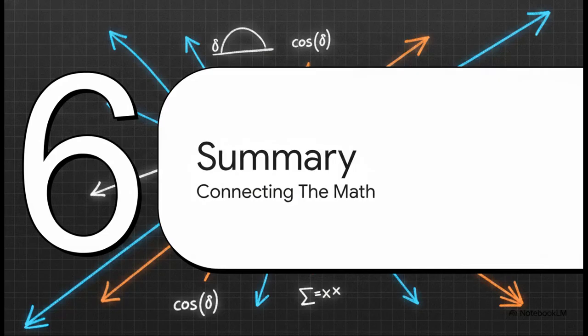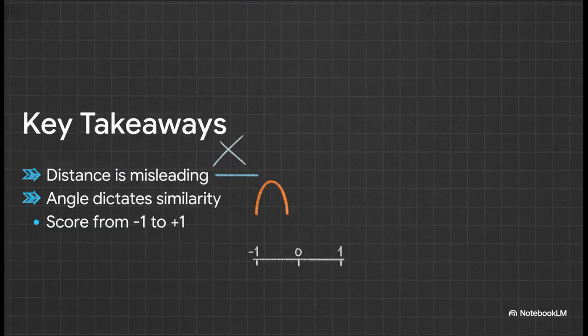Finally, Section 6, Summary, connecting the math, bringing it all together. Let's wrap up by bringing all of these chalkboard concepts into focus. We discovered that raw distance completely tricks us, and that isolating the directional angle is the key to solving the magnitude trap. By taking the dot product and dividing it by the norms, we extract a brilliantly clean, bounded score from -1 to +1. This single, incredibly elegant equation truly is the beating heart of modern semantic search and AI embedding technology.